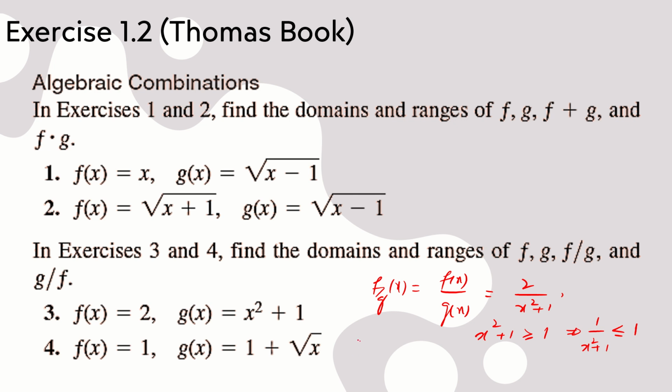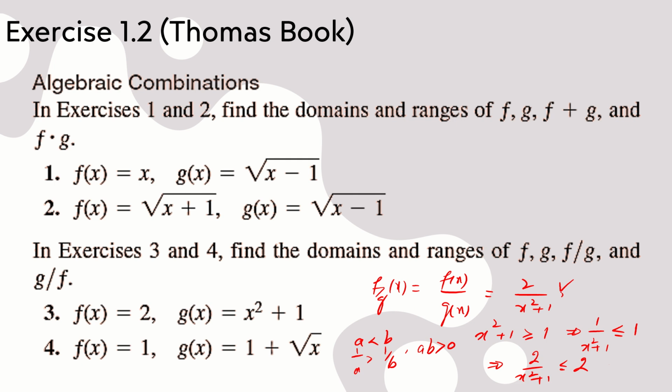We have a rule that if a is less than or equal to b, then 1 over a will be greater than or equal to 1 over b, provided a and b both have the same sign. The same thing here: x square plus 1 is greater than or equal to 1 all the time. So 1 over x square plus 1 will be less than or equal to 1. But we want to find the range of this one, so 2 divided by x square plus 1 will be less than or equal to 2 always.